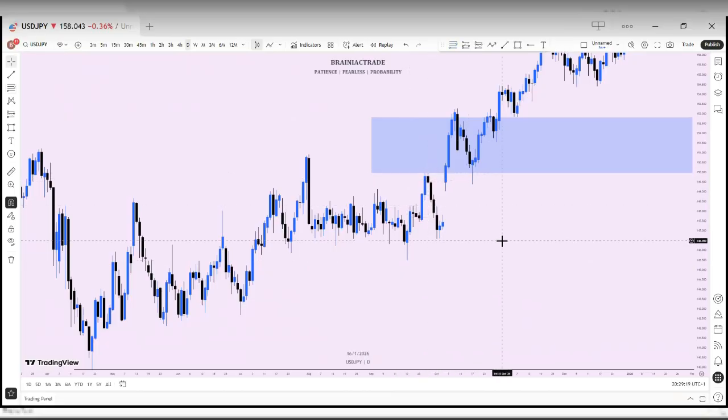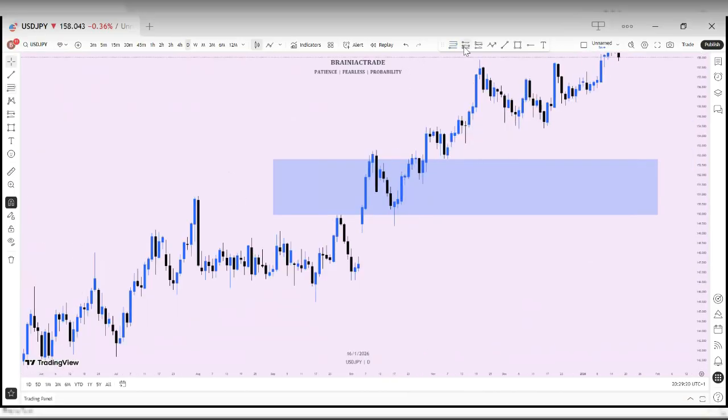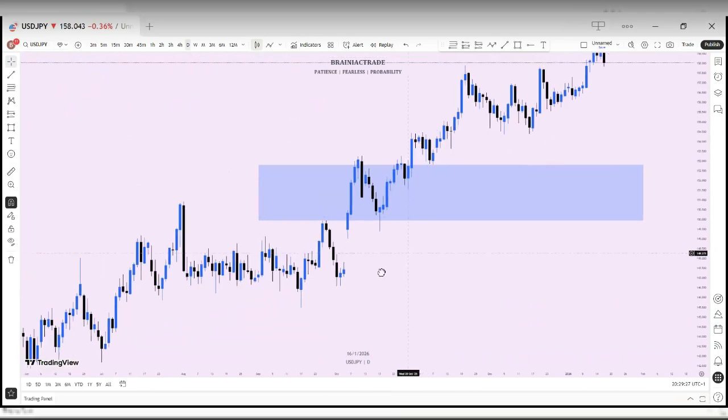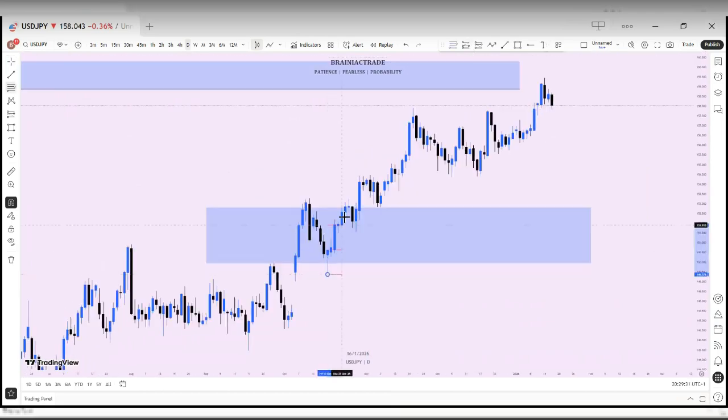This one is balanced, and this one, I think this one is balanced too. Okay, this one is balanced, so we don't have any issue around this zone. Then here now, let's check. This one did not sweep liquidity, so we will not consider it.